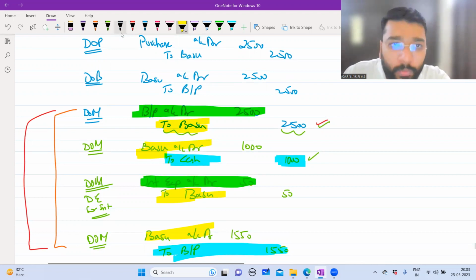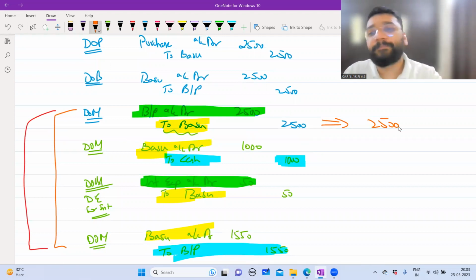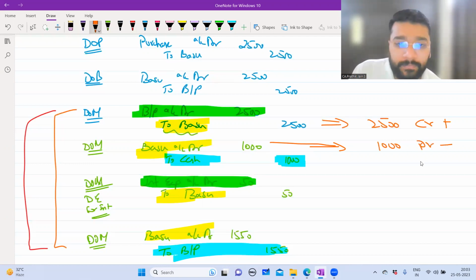So let's take all the yellow ones, guys. Look at what they have done. Take the yellow ones. Basu is currently 2,500. Credit or debit? Credit, positive. Here, Basu is 1,000 rupees. Credit or debit? Debit. So what is the balance? 1,500. We have to pay him so much.